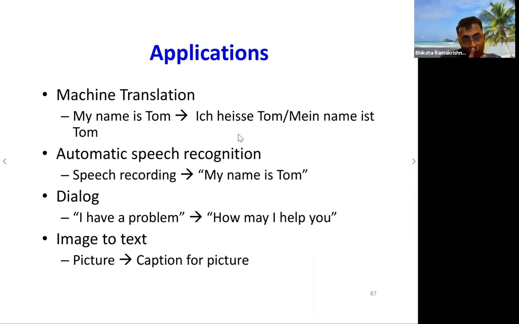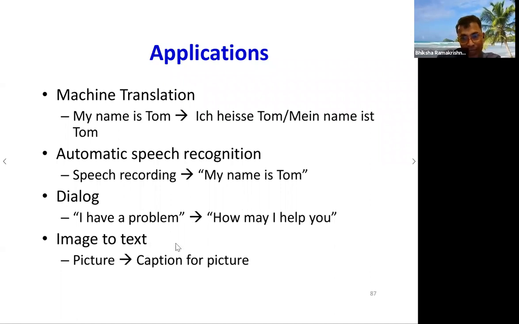Now, the model that I just showed you is what I'm calling simple sequence to sequence conversion. What we actually do is somewhat more fancy. As I promised you, this class is going to go 10 minutes over, so we will have time for it. But let's look at applications. Machine translation: the input is in English, the output is in a different language. So, you know, my name is Tom, and the output is the same sentence in the other language. Or speech recognition: you get a speech recording in, and the output is my name is Tom.